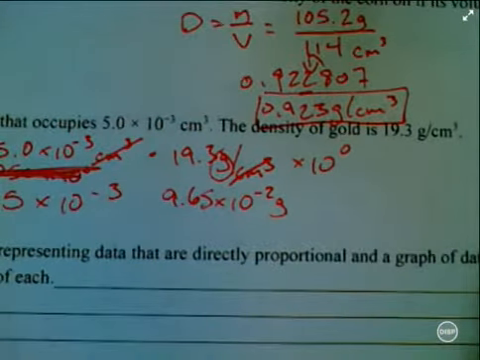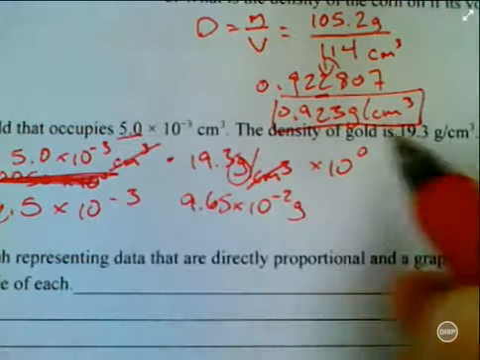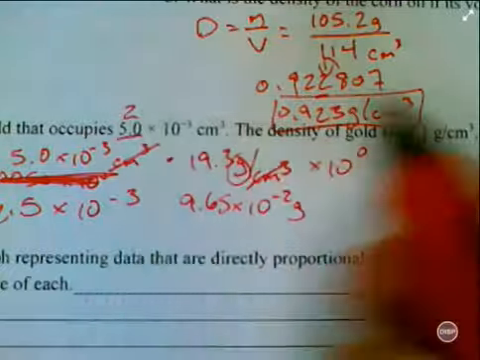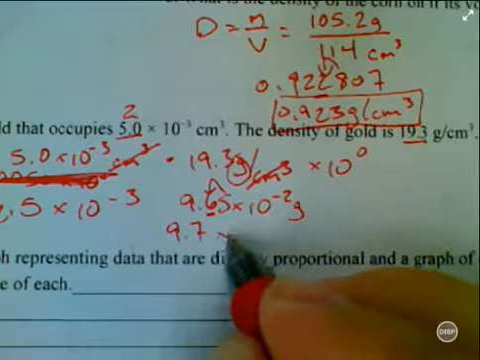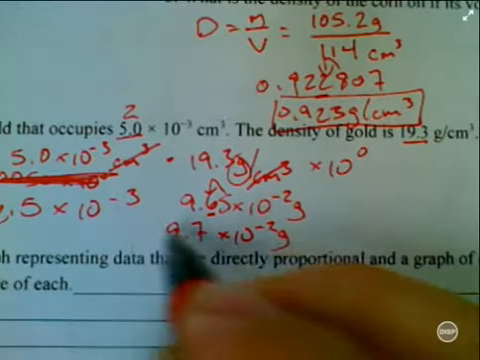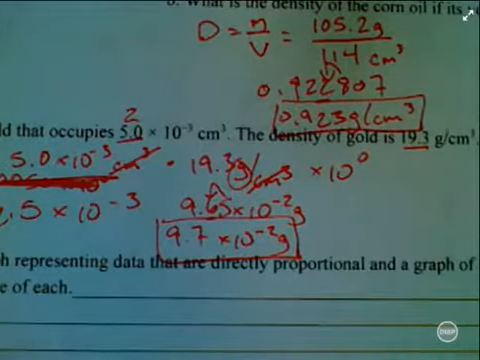But what about the proper number of significant figures? 2 significant figures, 3 significant figures. I need to just have 2. I'm going to round that to 9.7 times 10 to the negative 2 grams. And that will be my final offer.